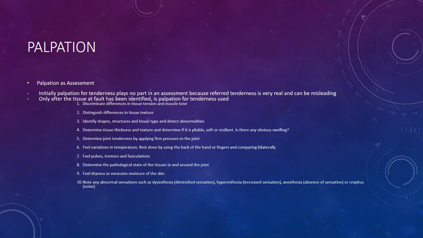Are there any pathological states of the tissues in and around a joint? Is it very dry tissue, or is it very moist, wet tissue? Are there any changes in sensation, such as dysesthesia, which is diminished sensation, hyperesthesia, which is increased sensation, anesthesia, which is absence of sensation, or crepitus, meaning that when you move the tissue, it crunches and grinds and makes noise? So these are some 10 things to think about.